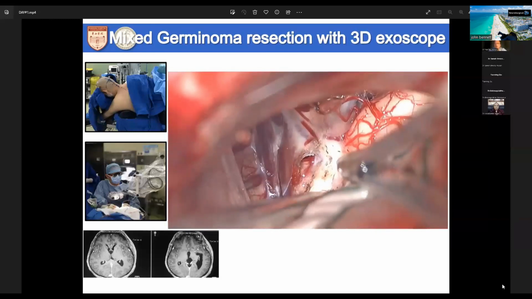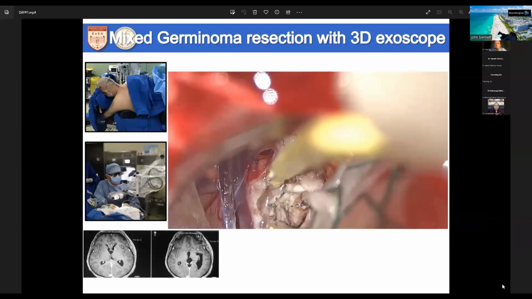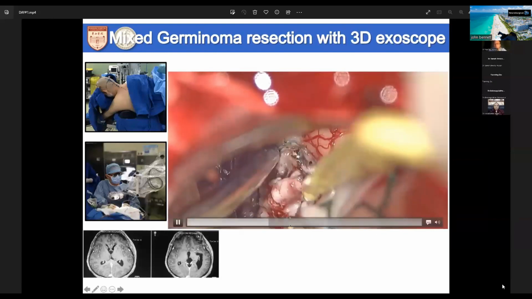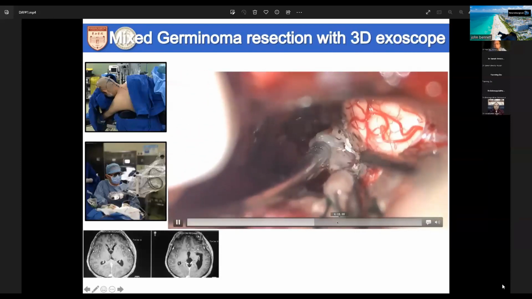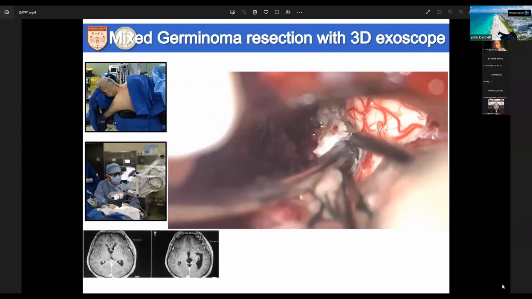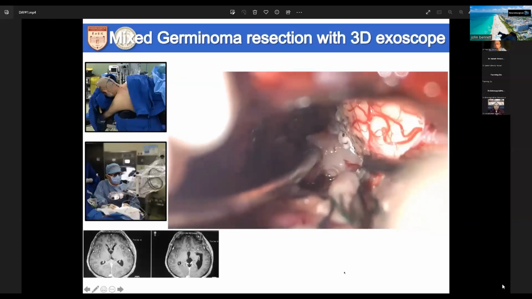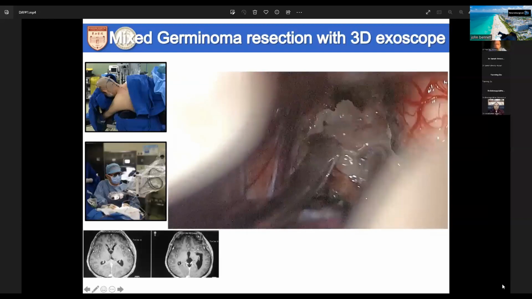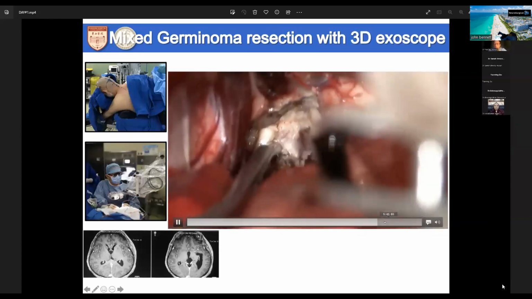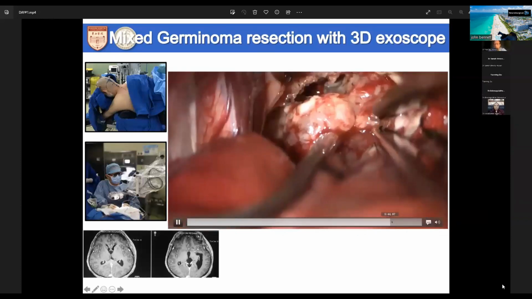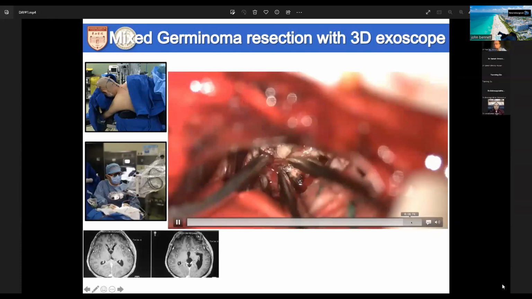The pathology shows it's a mixed germinoma. So we already dissected a lot, and we remove the tumor totally. You can see the CSF coming out, and we get a nice plane. The tumor originated from the lateral wall of the third ventricle. So we debulk the tumor and keep going to get a nice plane, and then we could totally remove the tumor.